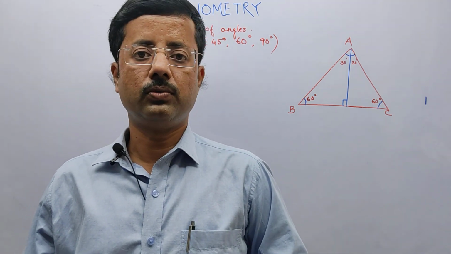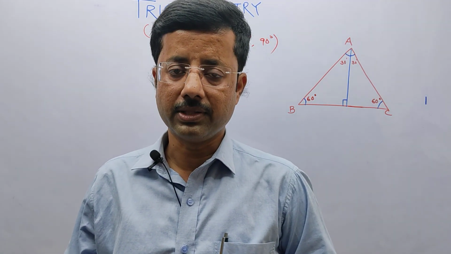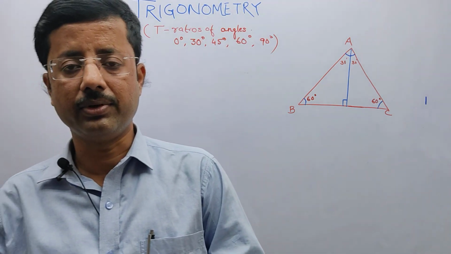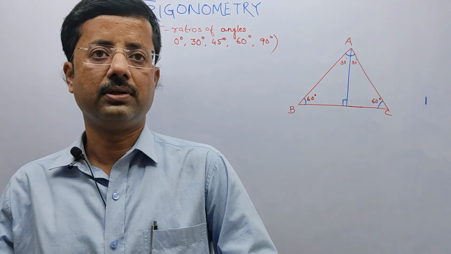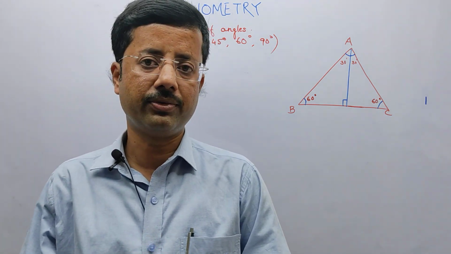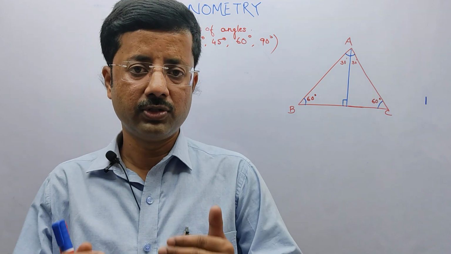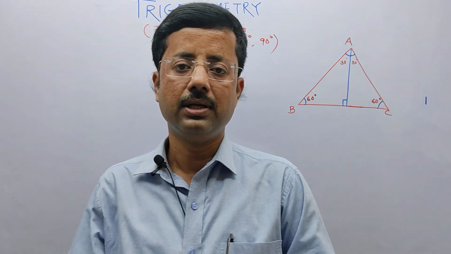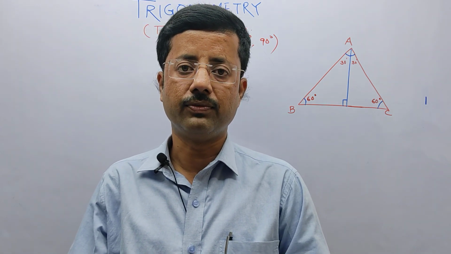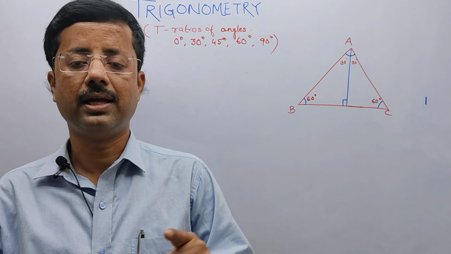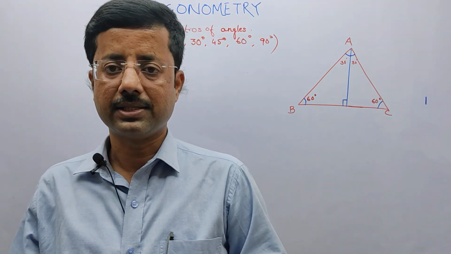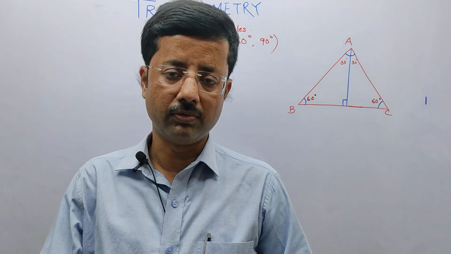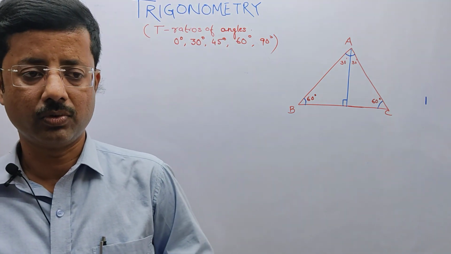Now today we are going to study the trigonometric ratios of the different angles. In trigonometry we generally deal not with all the angles, but with a few angles, which are 0 degree, 30 degree, 45 degree, 60 degree and 90 degree. These angles are mainly used in trigonometrical calculations and solving trigonometrical identities and so on.